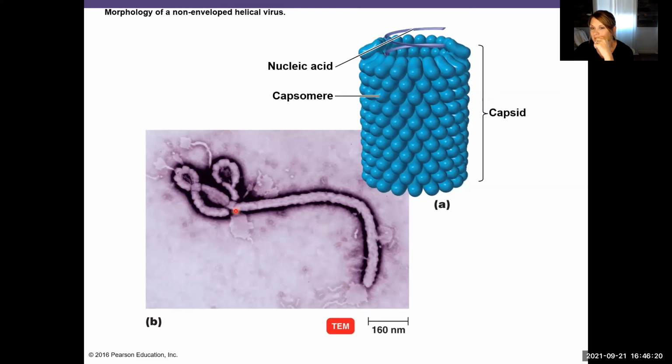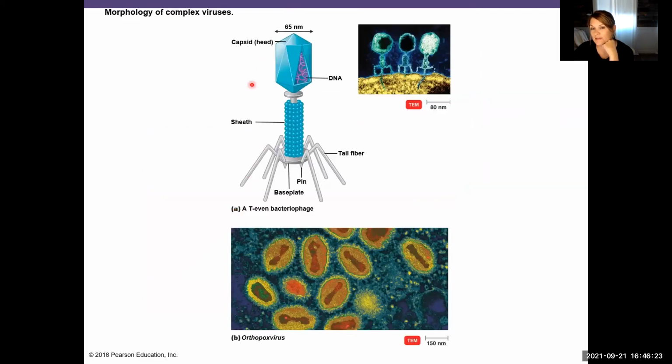Here is another complex virus. This is the bacteriophage I already showed you. It's got this head region here, which is the capsid, and then it's got this sheath region here, which has other proteins surrounding it. This is kind of like a syringe, so the DNA will get literally injected through this sheath down into the host cell. You can see that happening here. Here's another example of a complex virus, orthopox virus.